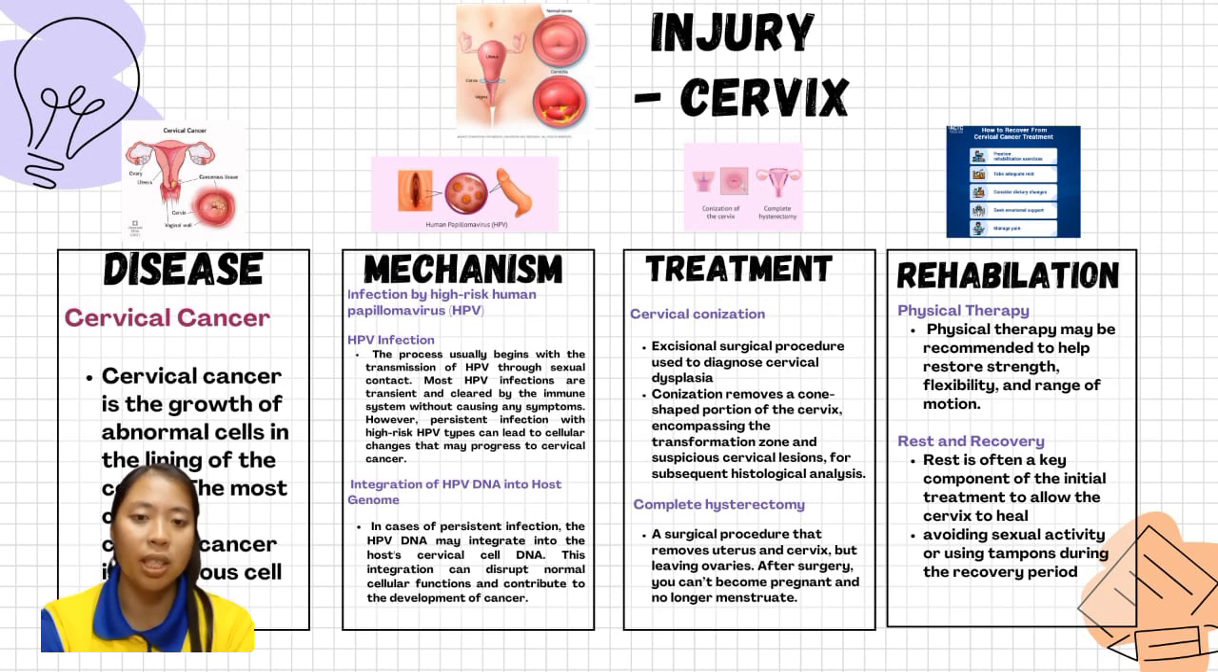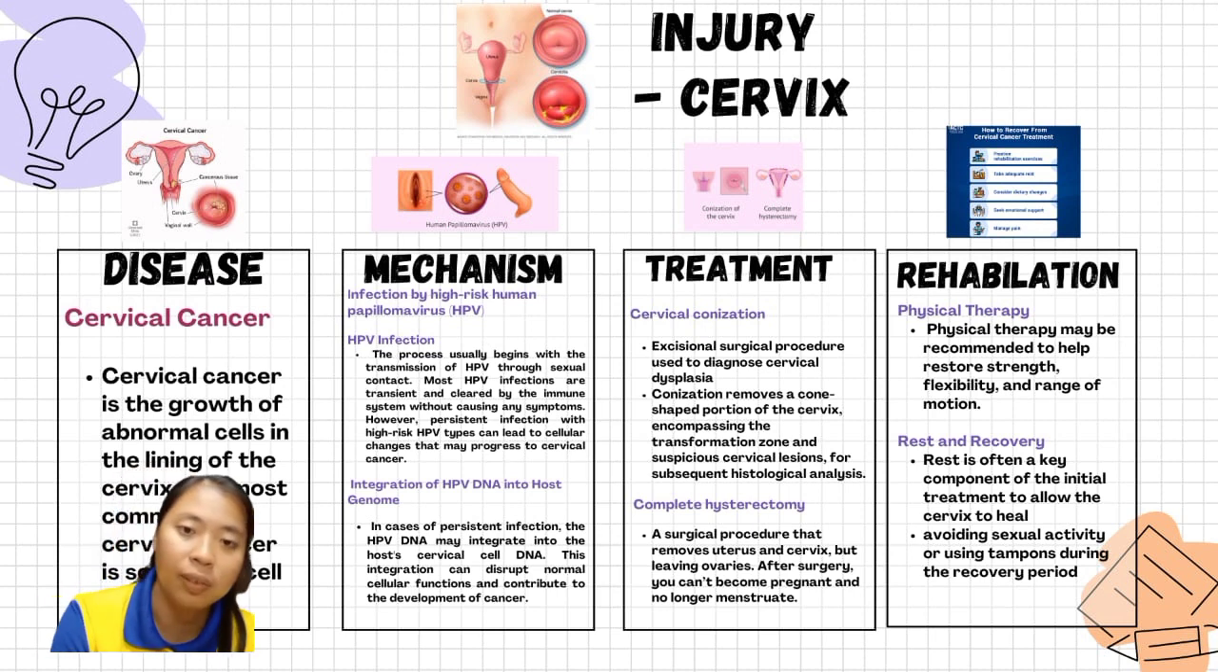It usually begins with the transmission of HPV through sexual contact. Most HPV infections are transient and cleared by the immune system without causing any symptoms. However, persistent infection with high-risk HPV types can lead to cellular changes that may progress to cervical cancer. The second mechanism is integration of HPV DNA into the host genome. In case of persistent infections, the HPV DNA may integrate into the host cervical cell's DNA. These integrations can disrupt normal cellular function and contribute to the development of cancer.